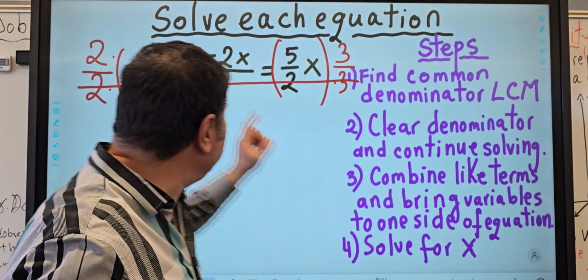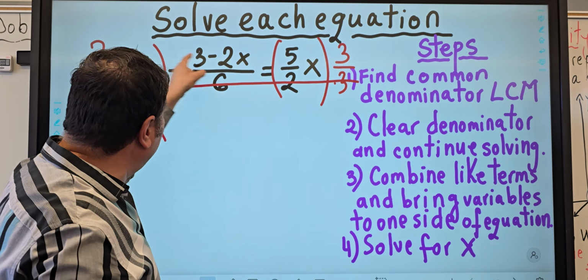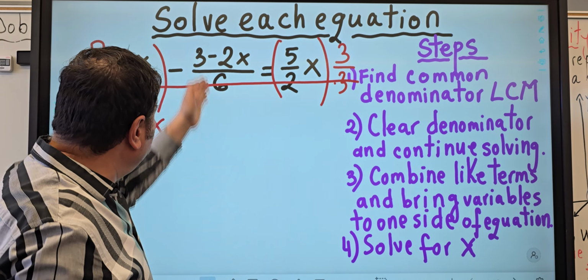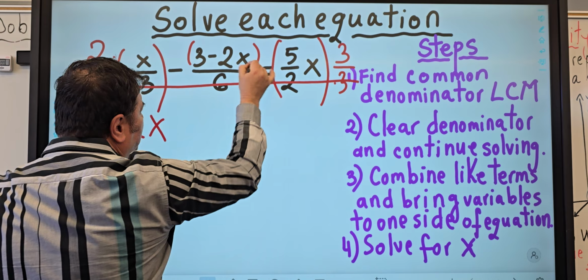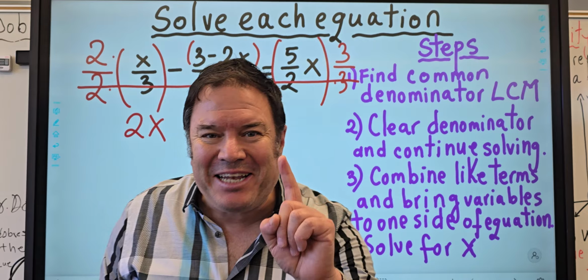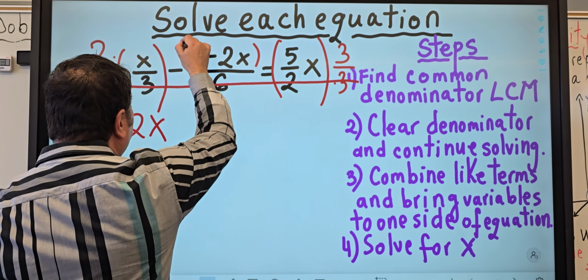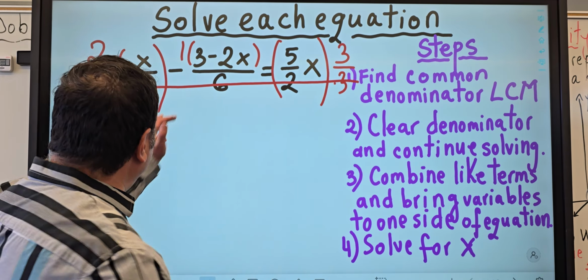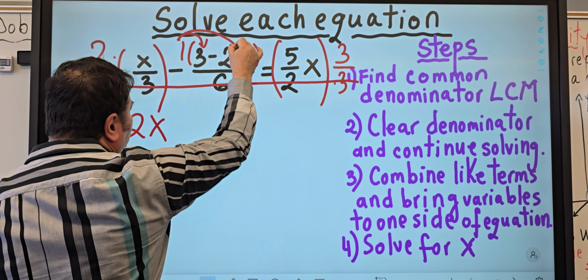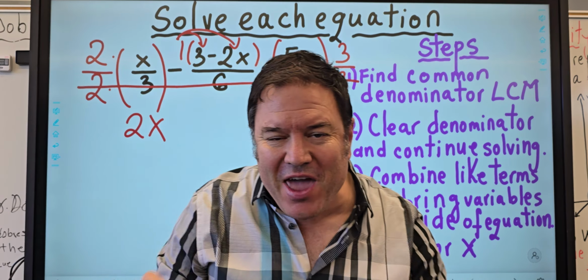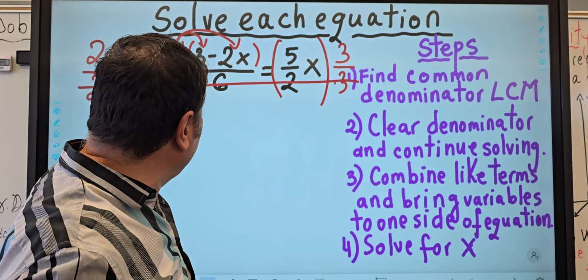Because we have this negative in front of these 2 terms, in front of this fraction, we have to put a little parenthesis around 3 minus 2x and add the invisible 1 right there, because we have to distribute this negative 1 over 3 and negative 1 over 2x. Be very, very careful because we need to do that.